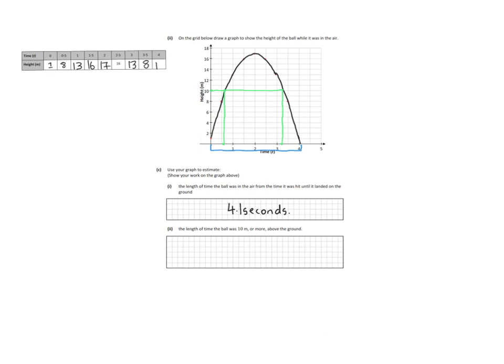So what we get is it's about 3.4 here, and it's about maybe 0.6 here. So it was 10 meters above the ground from 0.6 seconds to 3.4 seconds. So we can figure out the total time by taking 0.6 from 3.4, and we get 2.8 seconds. And that's this question completely done.